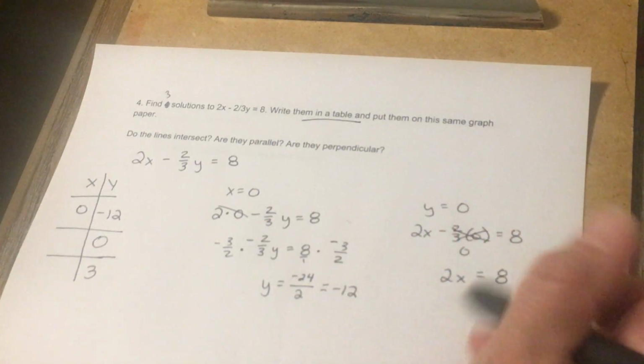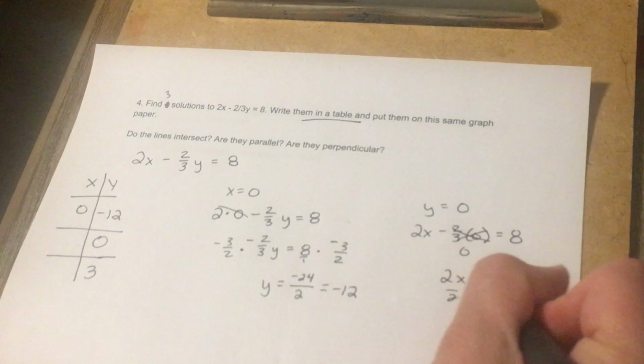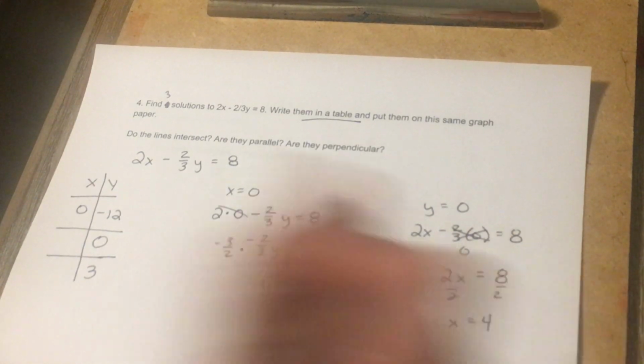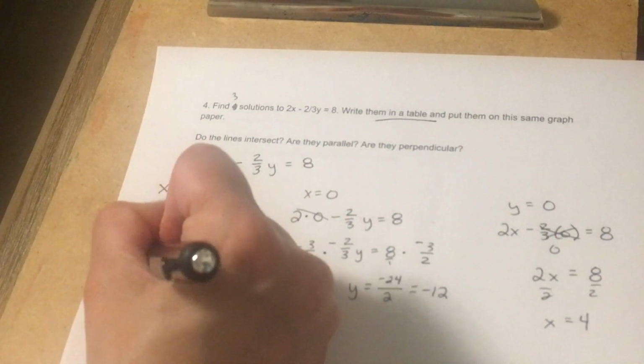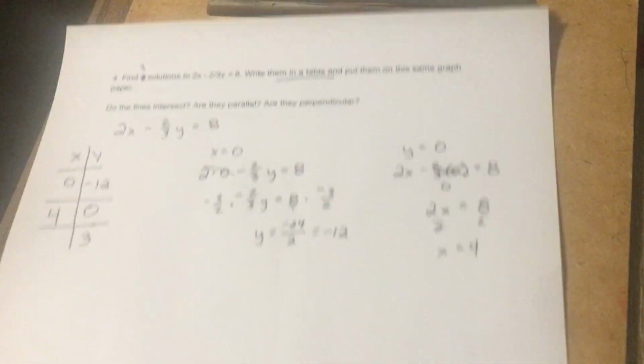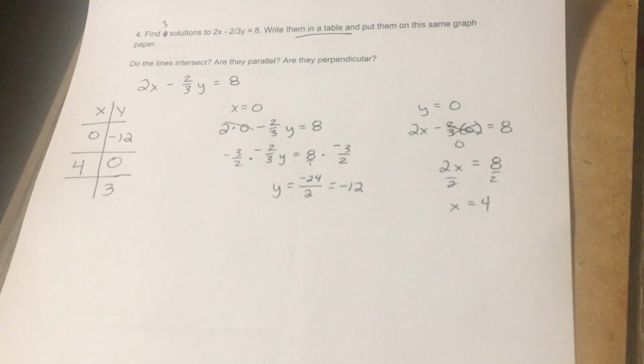Oh, this is so easy. I just got to divide both sides by 2. X equals 4. Oh, that one worked out really nicely. So I'm going to go ahead and put that here. And again, I'm going to do 3 points. Since I'm pointing on my graph, I'm going to know if they all line up or not.